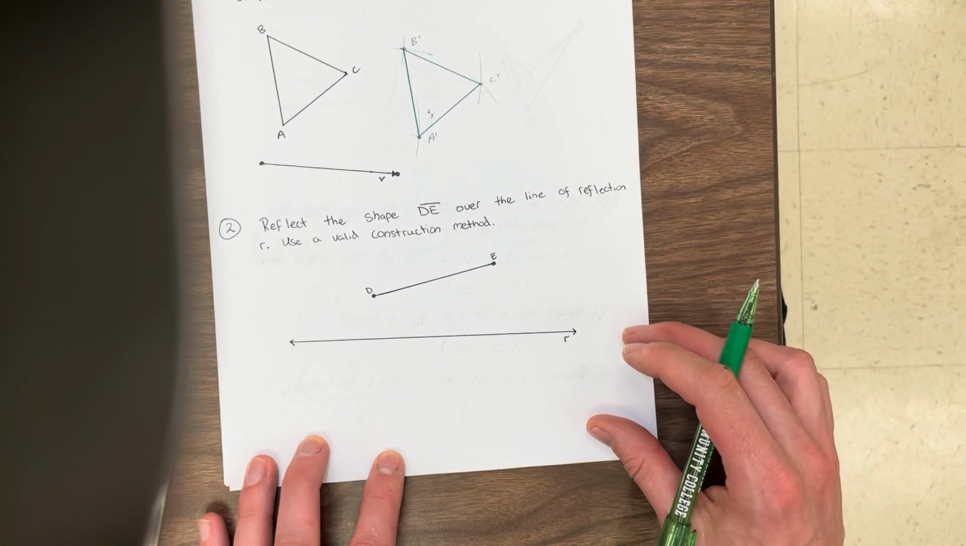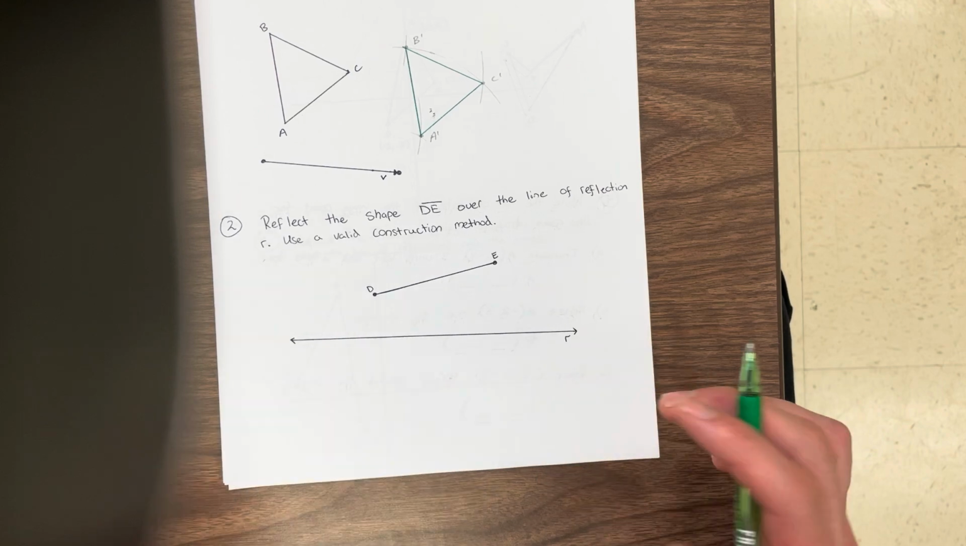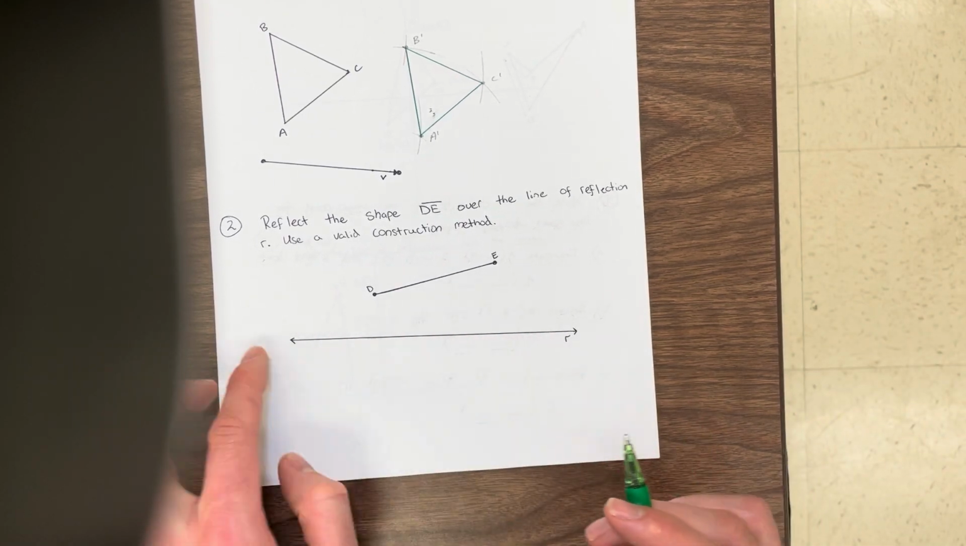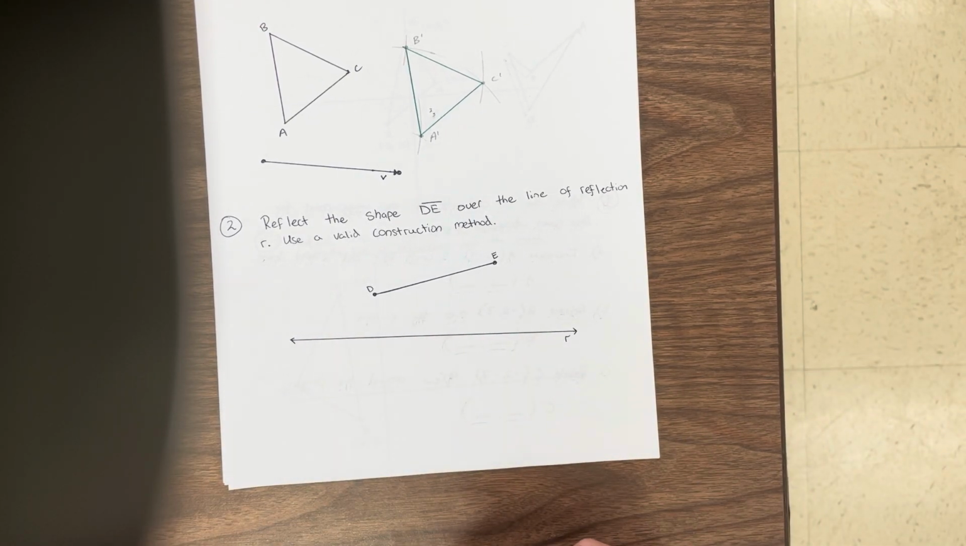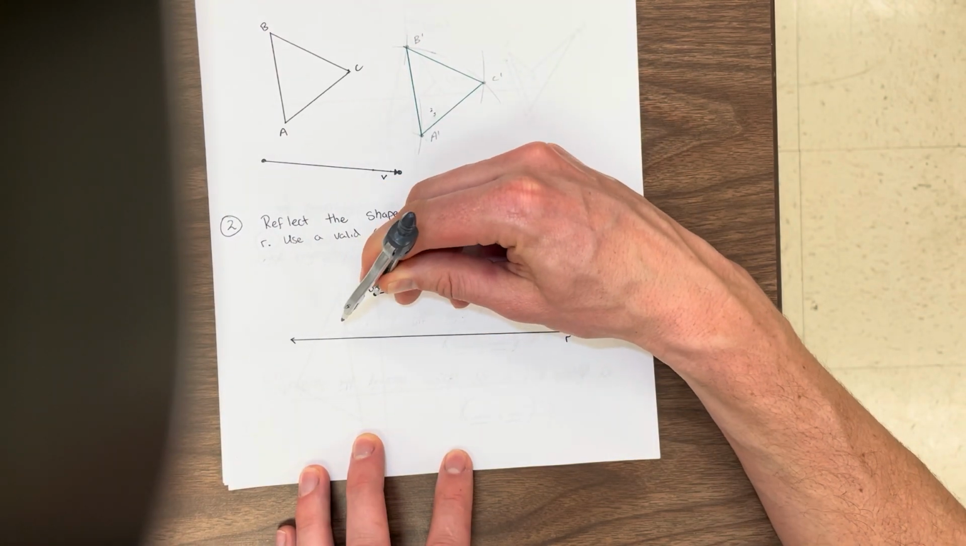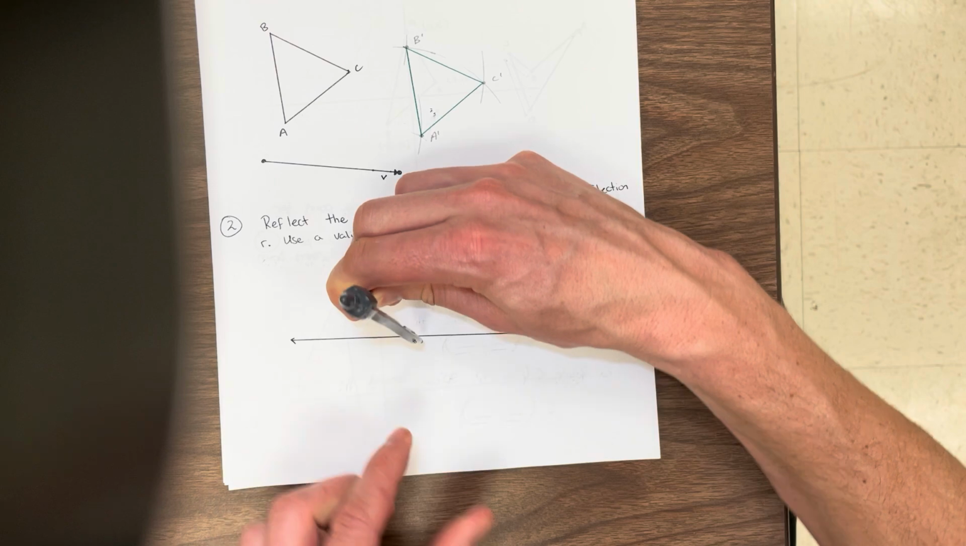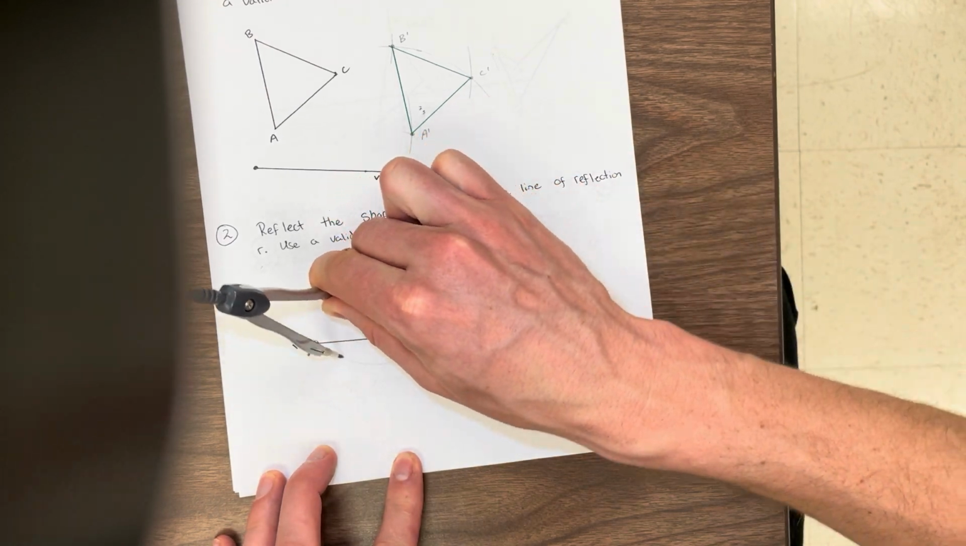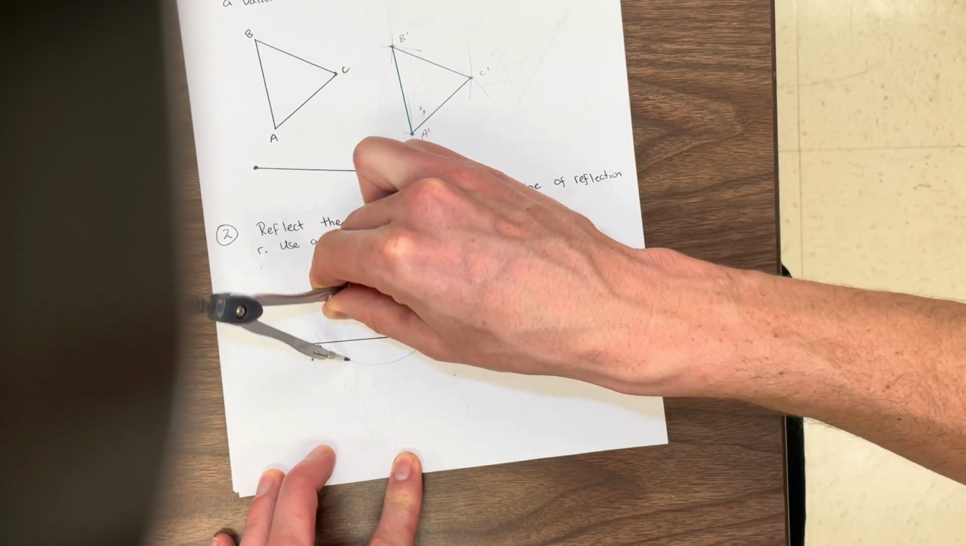Next one up is the reflection. So we're going to reflect a line segment in this case over the line of reflection R. Again, compass method, probably the fastest of them. Put your compass on one of the points. Extend your compass so that when you draw an arc, it hits the line of reflection in 2 places.